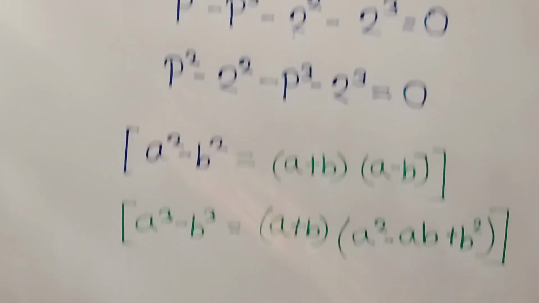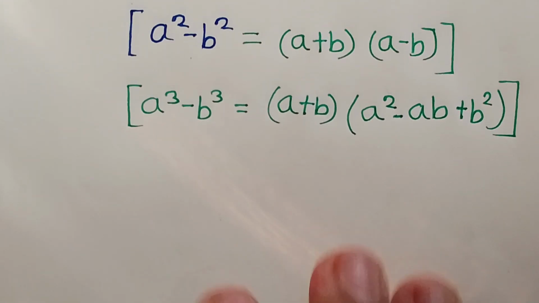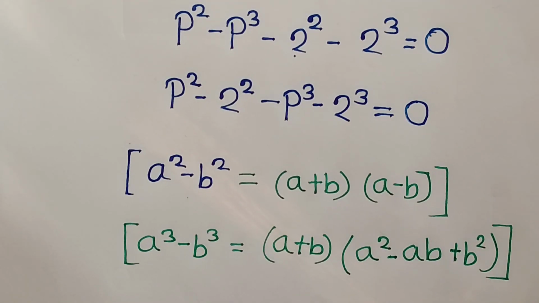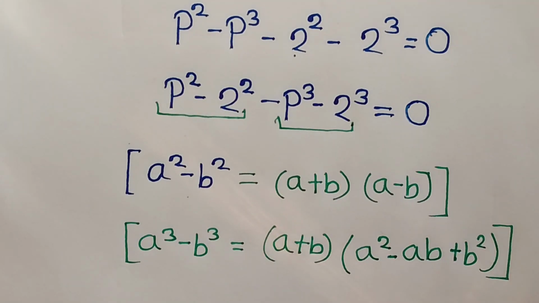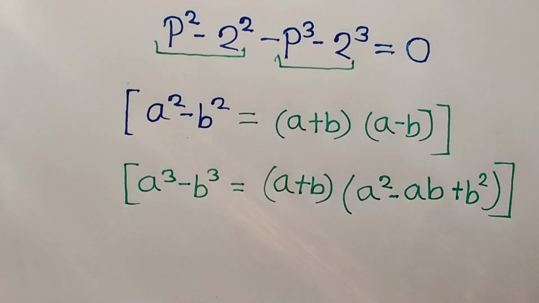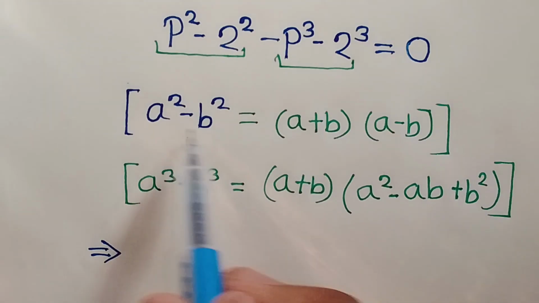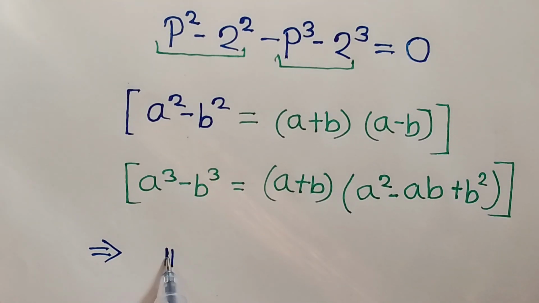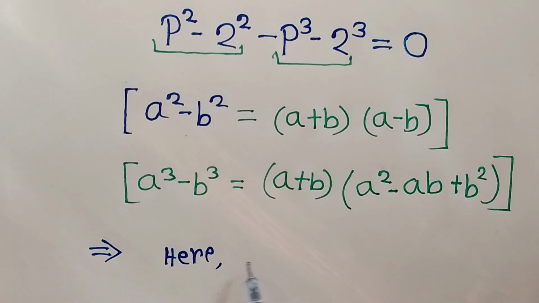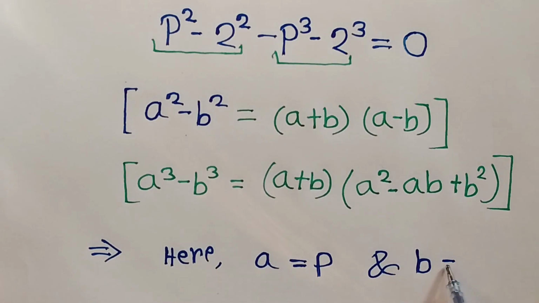Now if you closely look at this equation and this formula, you can get the relation between them. We can get the first relation, p square minus 2 square with a square minus b square, and pq minus 2q relation with aq minus bq. So here we can perfectly write a is equal to p and b is equal to 2.